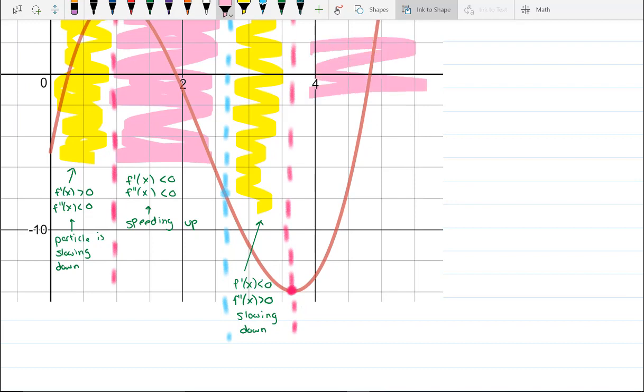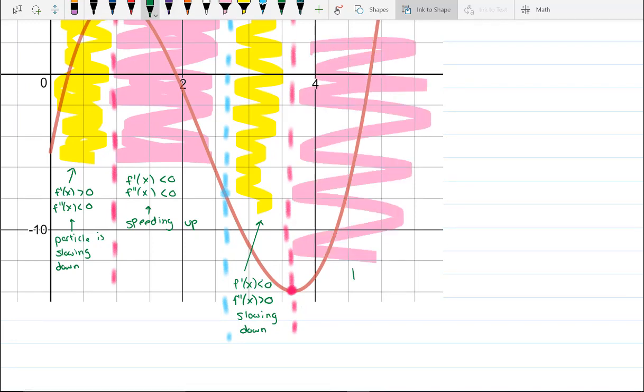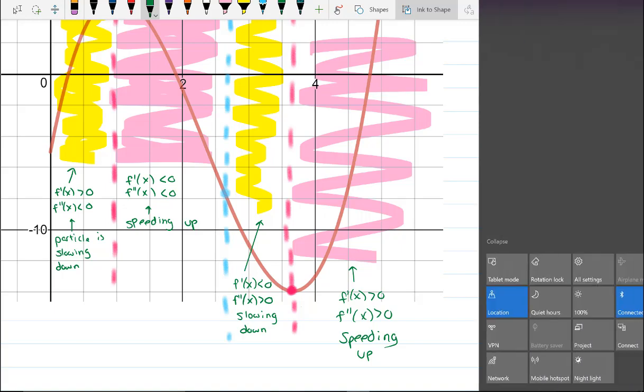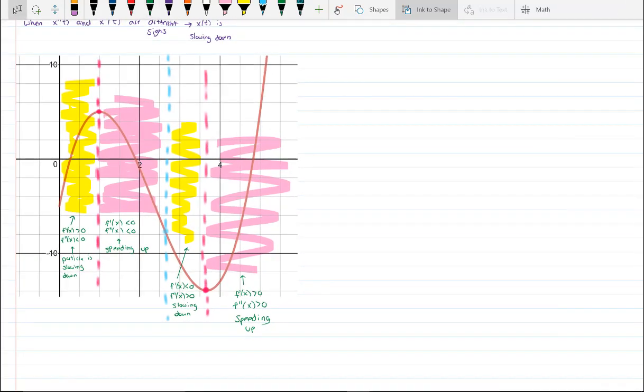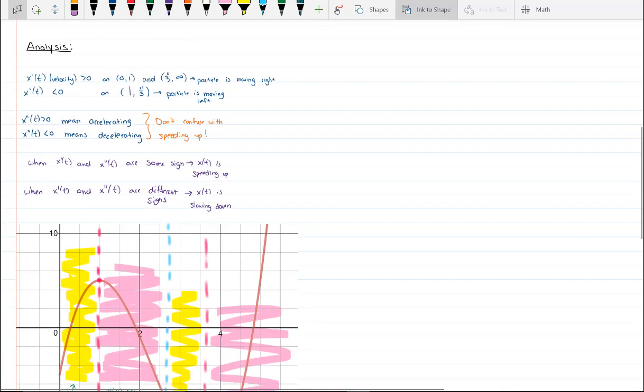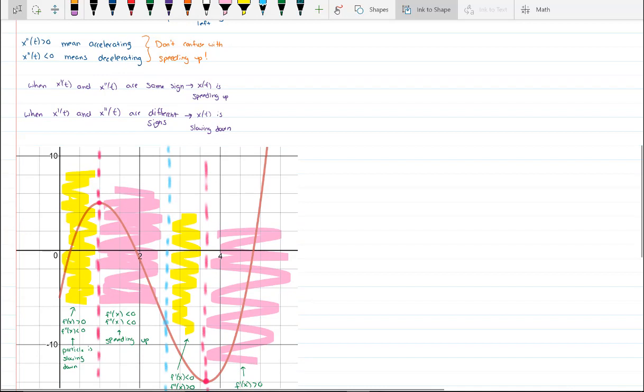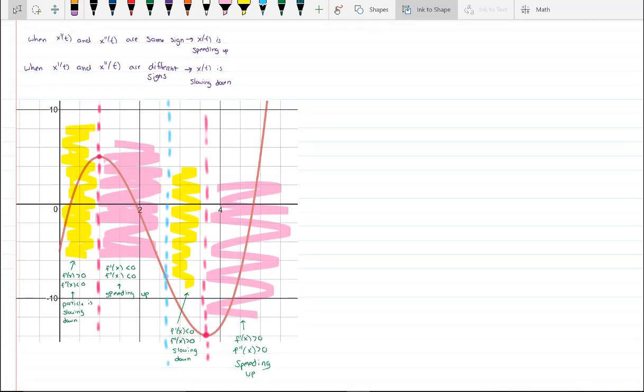Now let's talk about what happens in the rest of it right here. Here we have that f prime of x is positive and the second derivative is also positive. So now we are speeding up again. And this is kind of what I'm talking about when I'm explaining the particle motion. You need to tell me where the particle is moving right, where it's moving left, where it's speeding up, slowing down, accelerating, not accelerating, when it's stopped, when it's not stopped. All those things you need to tell me. But yeah, that's how you describe particle motion.